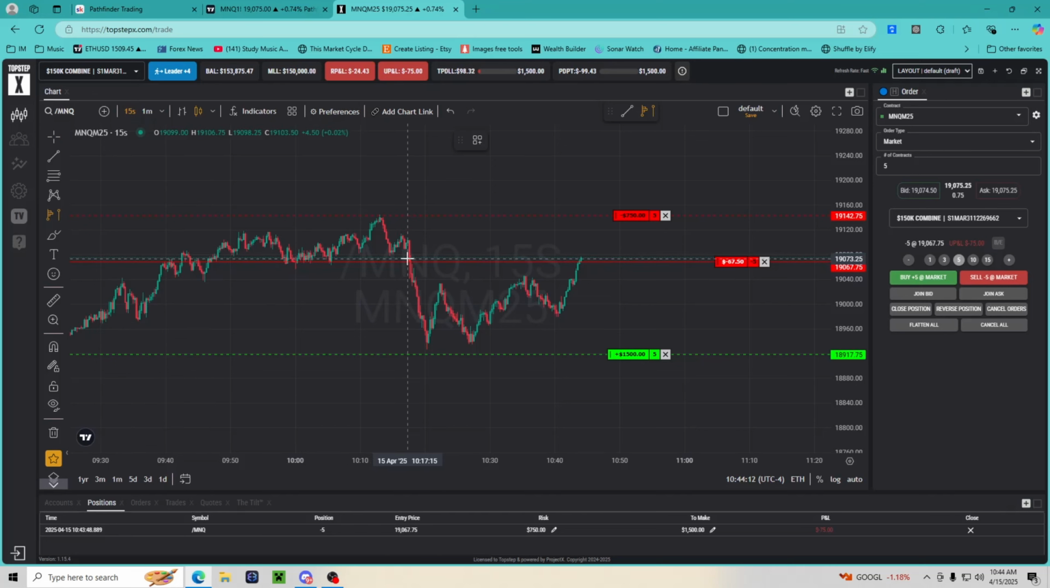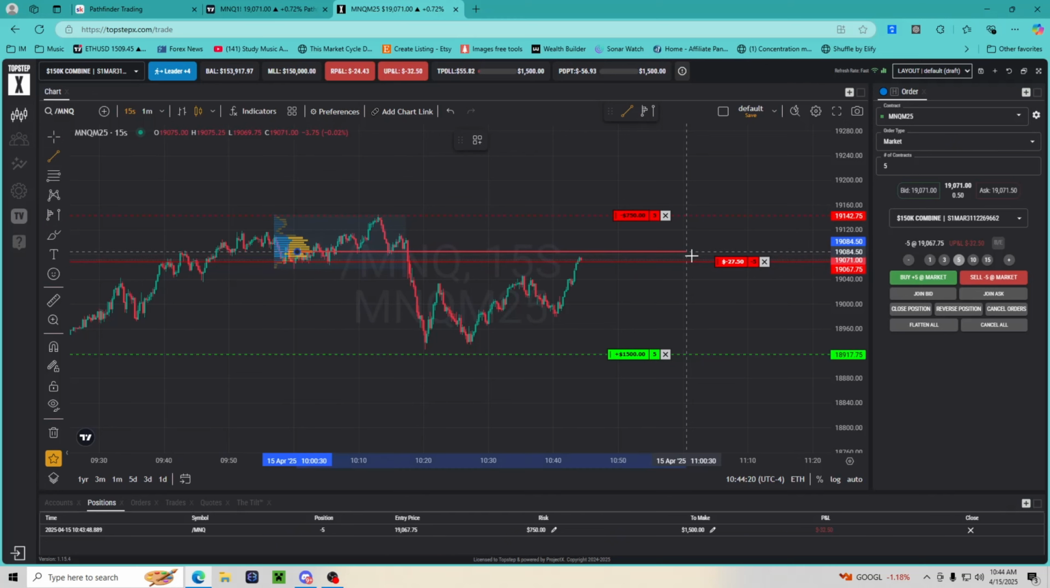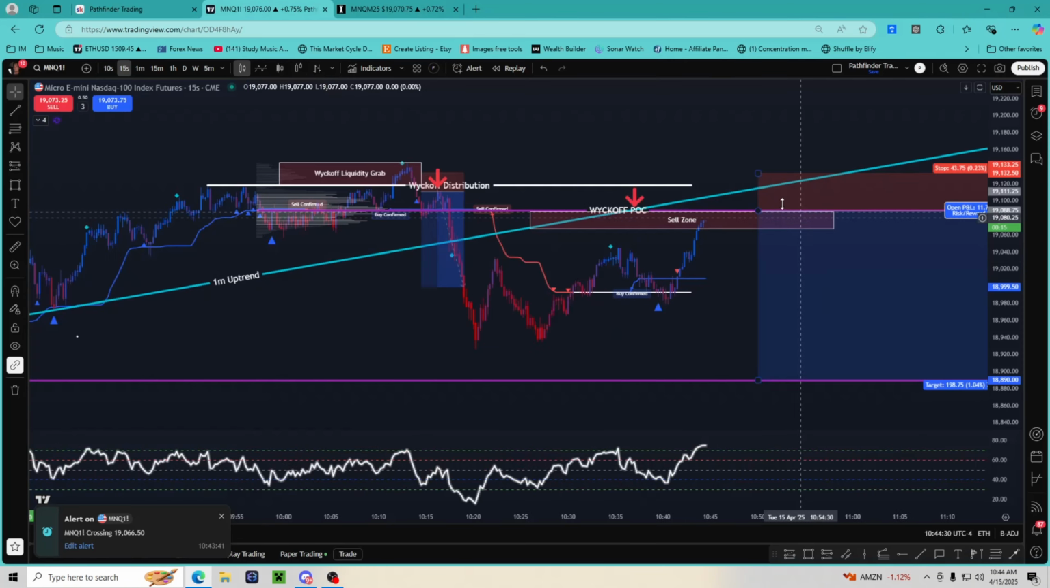So where everybody got trapped was from in here to in here. This is where the bulk of the orders were. And so this is kind of where we're looking for the market to drop from, right here. So we're pretty much there right now, and looking to see the market have the reaction from this zone.